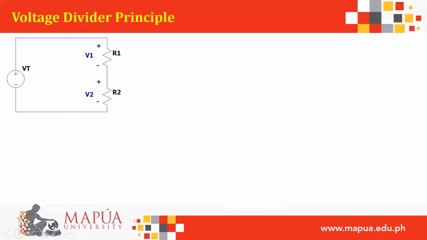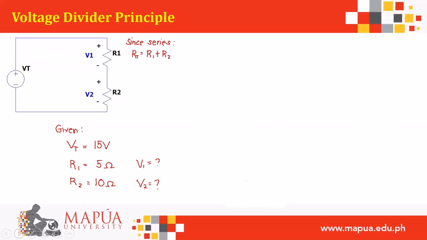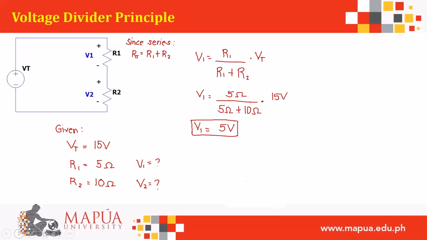Let's have this example. Given V sub t equal to 15 volts, R1 is 5 ohms, R2 is 10 ohms. Let us solve for the voltage across these two resistors, V1 and V2. The total resistance here is R1 plus R2. So let's solve for V sub 1. That is R sub 1 over R sub 1 plus R sub 2 times V sub t. That is 5 over 5 plus 10 ohms times 15 volts. That is 5 volts.